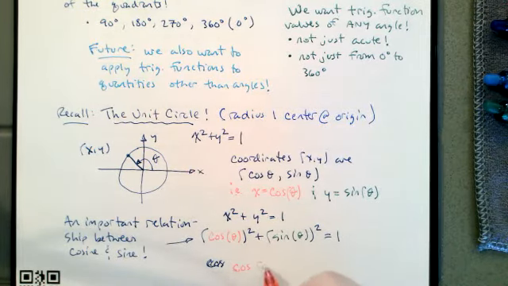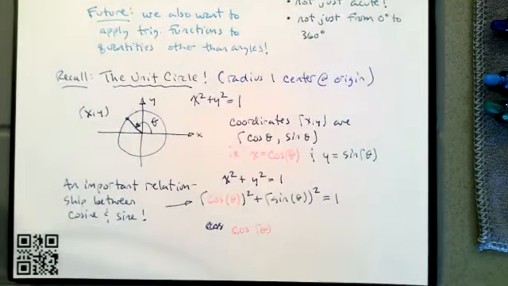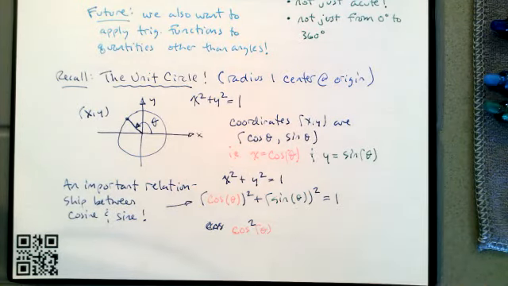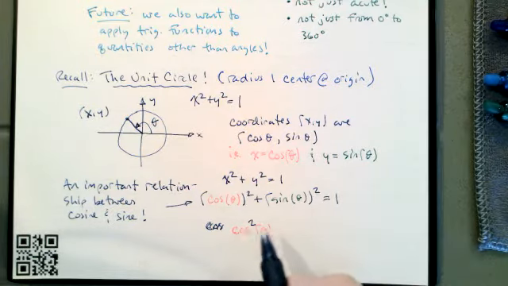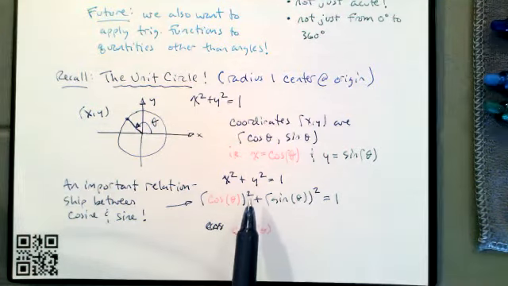Cosine of theta. And then instead of putting this whole thing in parentheses and putting the square on the outside, we're going to write this as cosine squared theta. And we're going to read it as cosine squared theta. This is shorthand notation for the square of the cosine of theta. So in that sense, it's a good notation, because that's what this is, the square of the cosine of theta. Because we do the cosine first, then we square it.